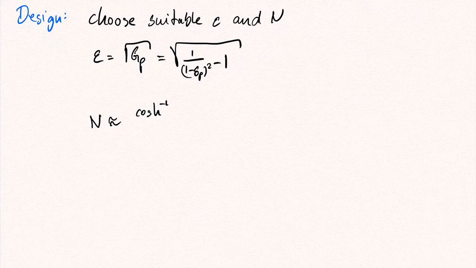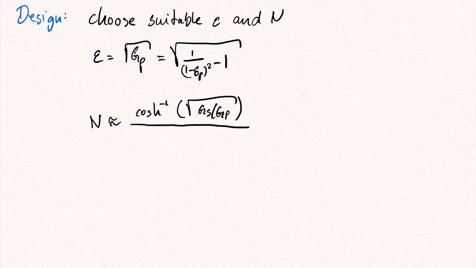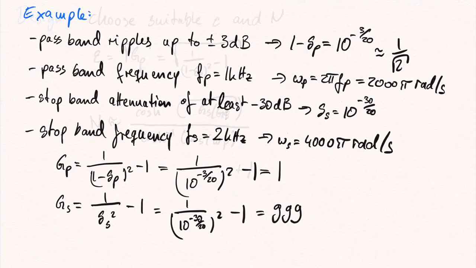The filter order n of a type 1 Chebyshev filter can be approximated by the formula: cosine hyperbolicus inverse of the square root of Gs divided by Gp, divided by cosine hyperbolicus inverse of omega s divided by omega p. Let's look at the example again that we saw for the Butterworth filter, where we wanted to design a low-pass filter with passband ripples of up to plus minus 3 dB, a passband frequency of 1 kHz, stopband attenuation of at least minus 30 dB, and a stopband frequency of 2 kHz. Gp is equal to 1 and Gs is equal to 999.